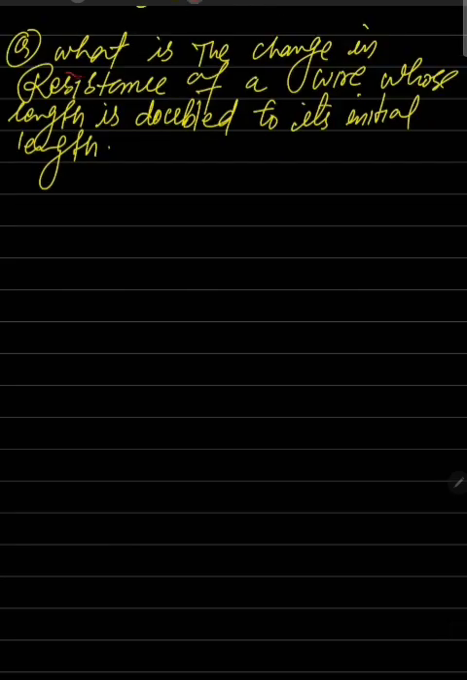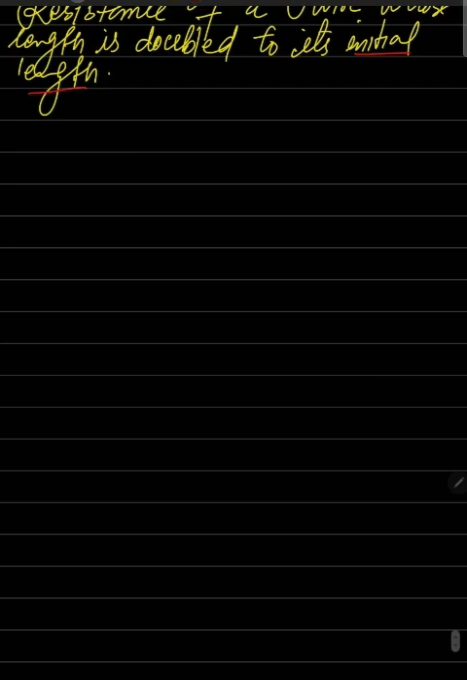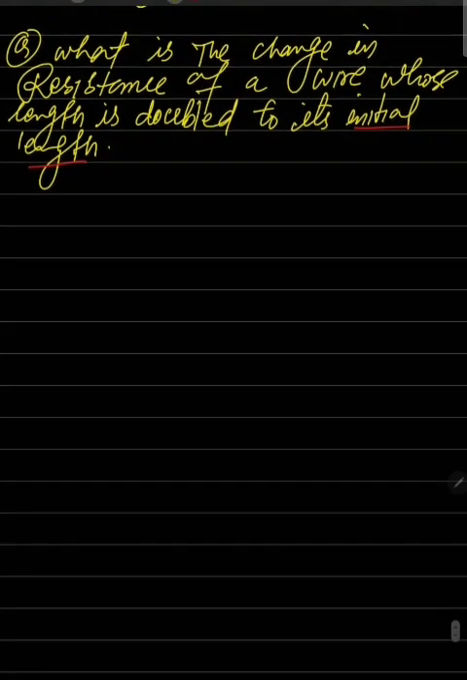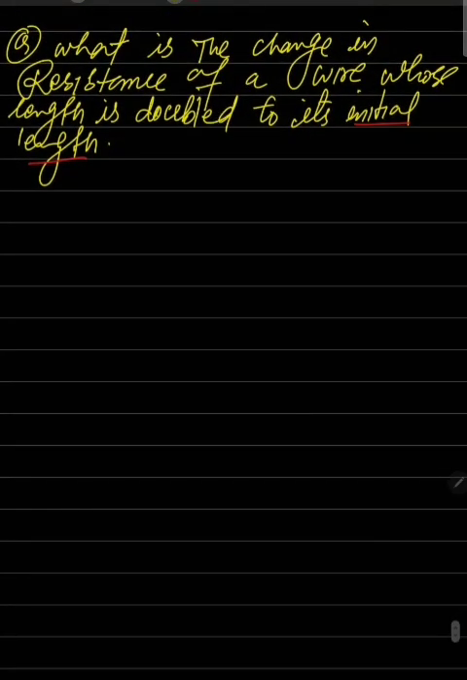Here one question is there: what is the change in resistance of a wire whose length is double to its initial length? Okay, suppose we have changed its length to double. So suppose this one is one wire. Now initially its length is L, and its cross sectional area is A.